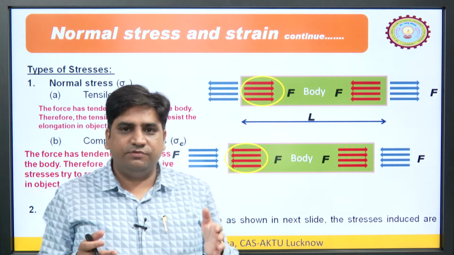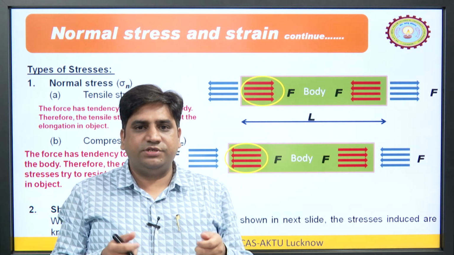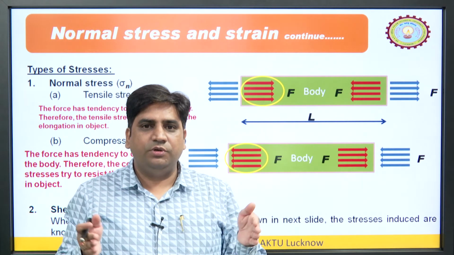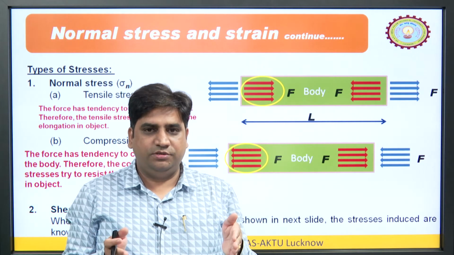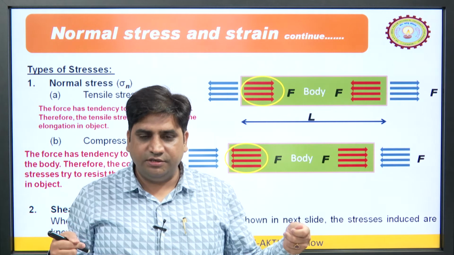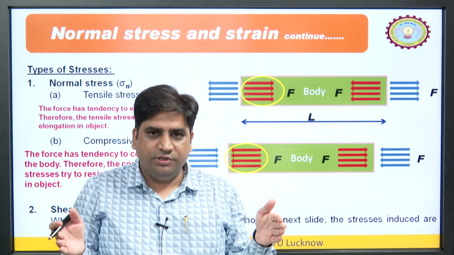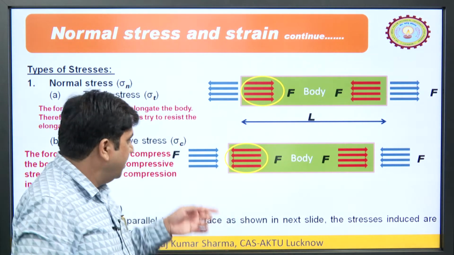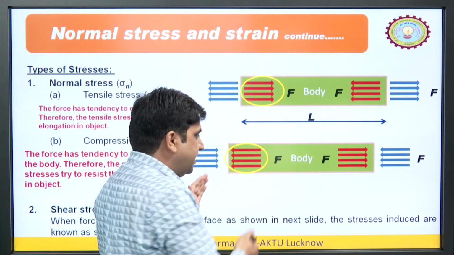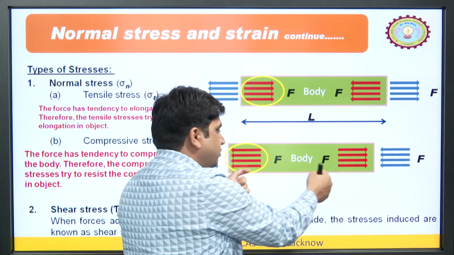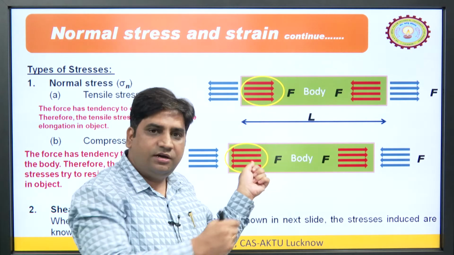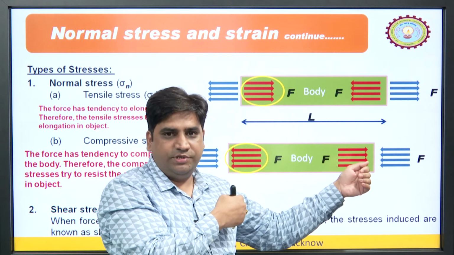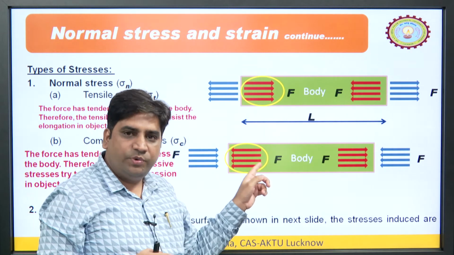What is the nature of tensile force? Tensile force always tries to elongate the object. So, what do the tensile stresses do? They try to keep the original size of the object. If the external force is trying to elongate it, they will try to compress it to keep it in the original shape. And when we have an external compressive force, as in the second case, these two forces are trying to compress the object. It will induce an internal resistance force which will try to keep the object in its original dimension. Therefore, these stresses are compressive stresses.